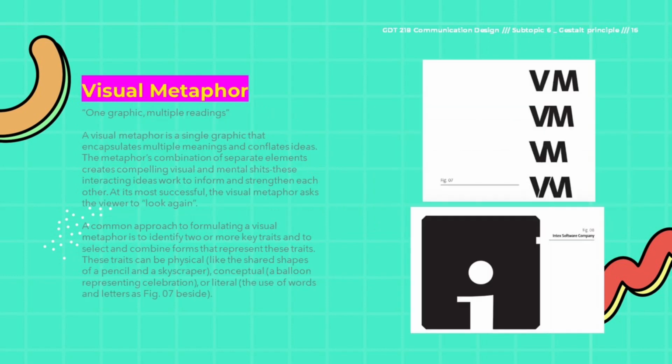A visual metaphor is a single graphic that encapsulates multiple meanings and conflates ideas. The metaphor's combination of separate elements creates compelling visual and mental shifts. These interacting ideas work to inform and strengthen each other. At its most successful, the visual metaphor asks the viewer to look again.